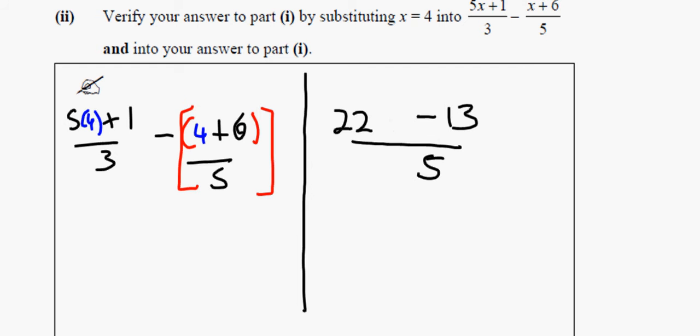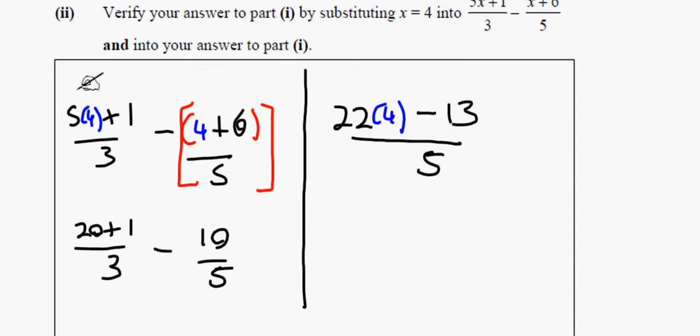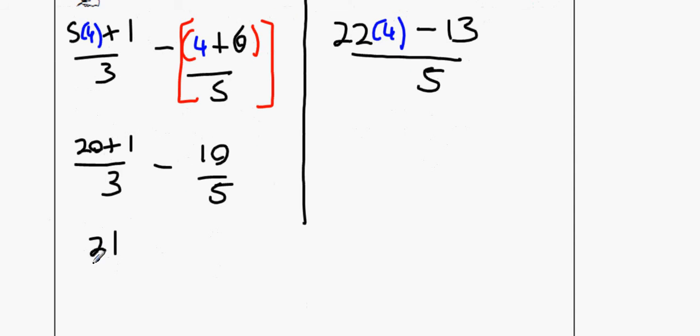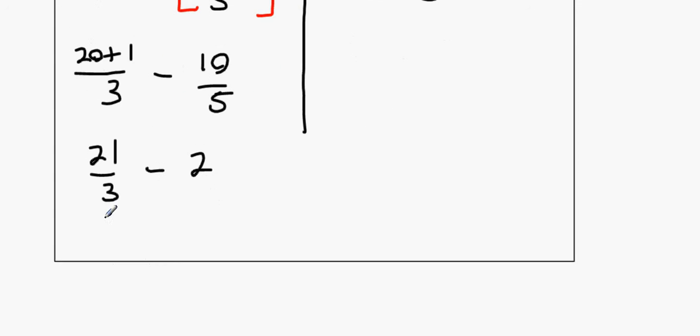Because that's what we're asked to do, bracket 4. Now let's see if we can do this, okay? So 20 plus 1 over 3 minus 4 plus 6 is 10 over 5. So what we're going to be left with here is 21 over 3 minus 2, because 10 over 5 is 2. 21 over 3 is 7. 7 minus 2 equals 5.